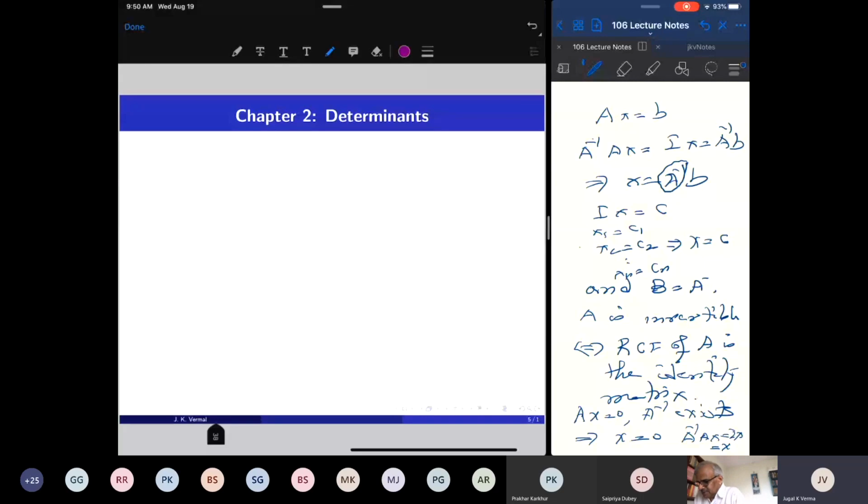In the chapter on determinants, we will be discussing the basics of the theory of determinants. Our aim is not to calculate determinants of complicated looking matrices, but to understand how determinants are defined and what the fundamental rules about determinants of matrices are.